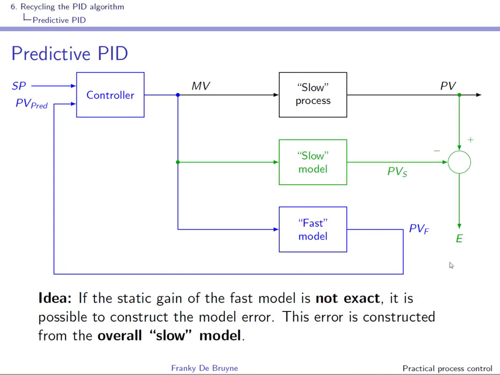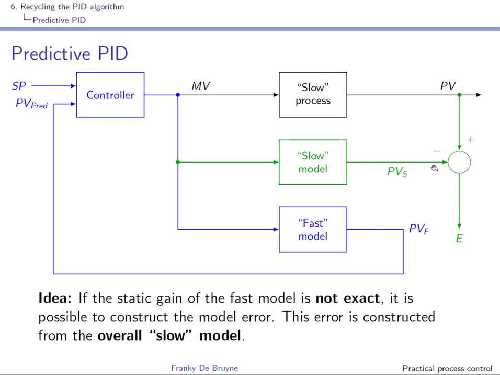Well, this is not a problem. We know how to proceed. We use the same idea as with the Smith predictor, and what we'll do is use a slow model of the process. This model will have the same static gain as the fast model. Actually, the slow model will be the fast model where we add the dynamics that we had neglected in our model to obtain this fast model, right?